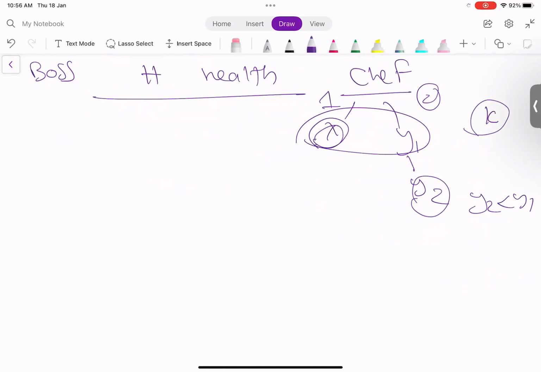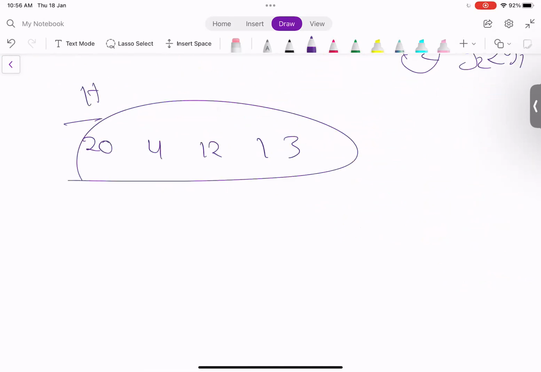Let's see what test cases there are. The first test case is 20, 4, 12, 1, and 3. If you look at the format, H is 20, the health of the boss, and 4 is X, that means the damage of the first weapon. Then Y1 is 12, Y2 is 1, and 3 is K.